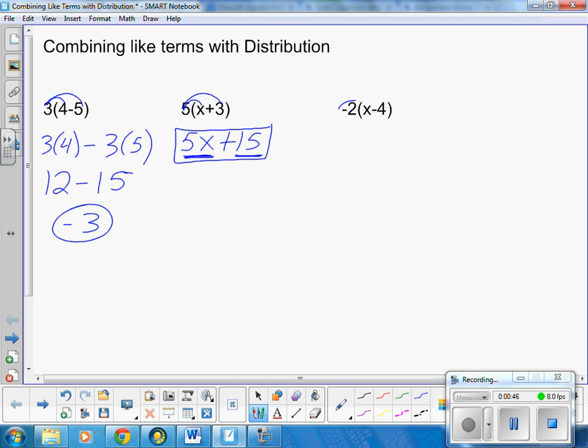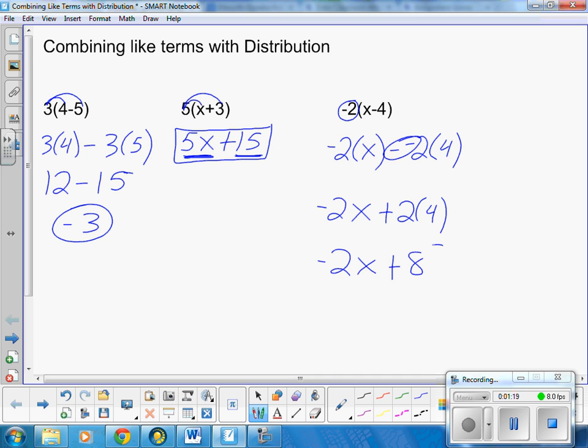I'm going to multiply a negative 2. Okay, so I'm going to go negative 2 times x minus a negative 2 times 4. Some of you might say that this is a negative 2 times x, and the two negatives make a plus 2 times 4. And that's fine. Final answer will be the same because this double negative is going to make it plus anyways. So you get a negative 2x plus 8 is your answer for that problem.